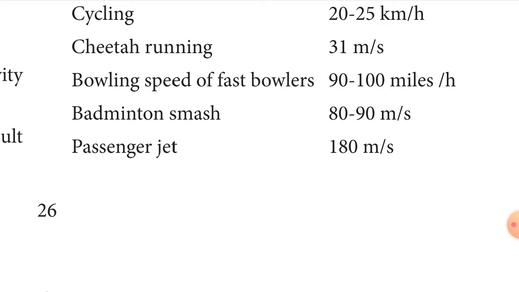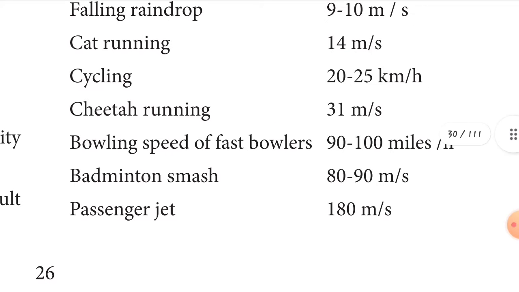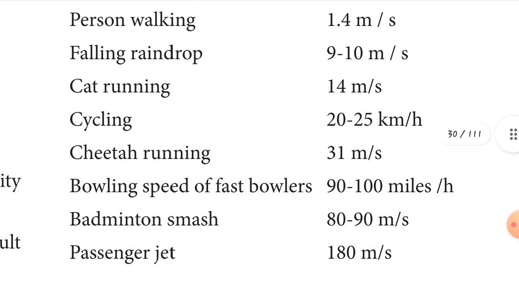Next one is the passenger jet. That is 180 meter per second. This is clear to you, children? So this lesson is over, children. Now let's move on to the numerical problems. Open your books, children.